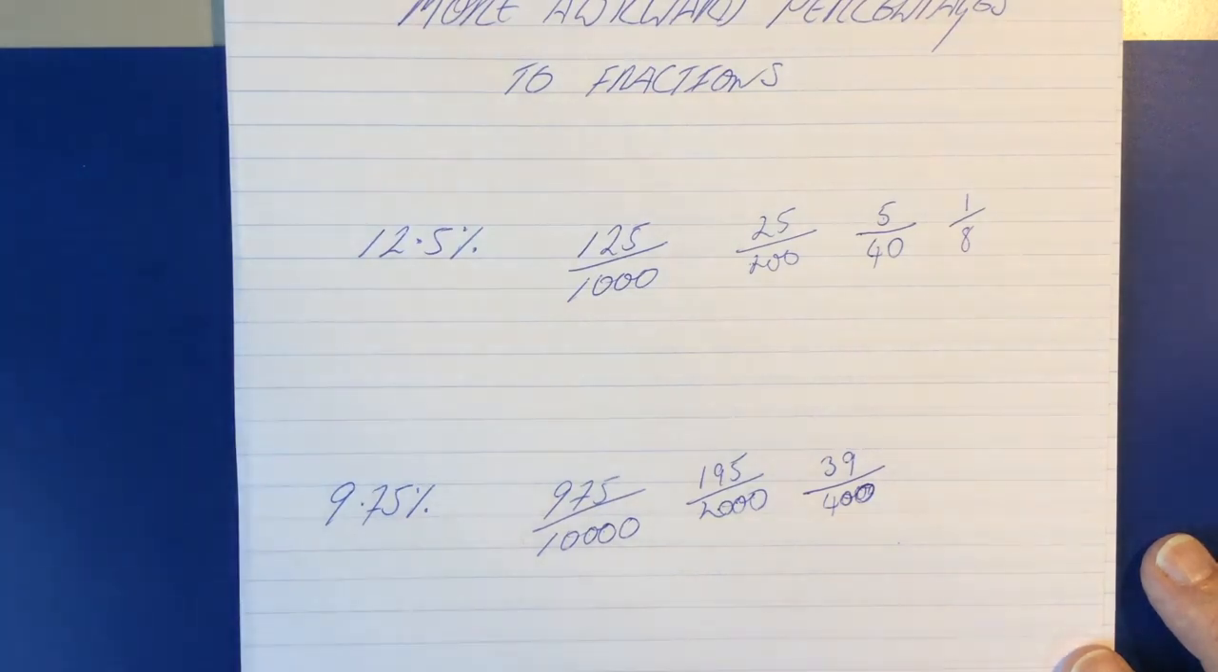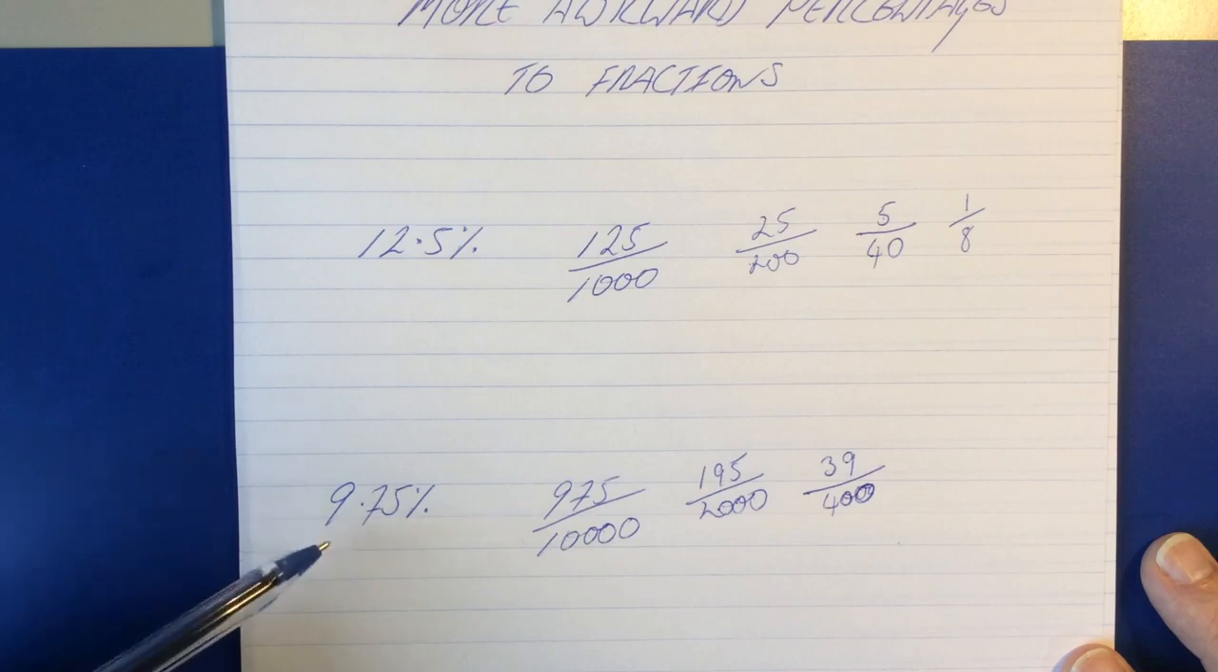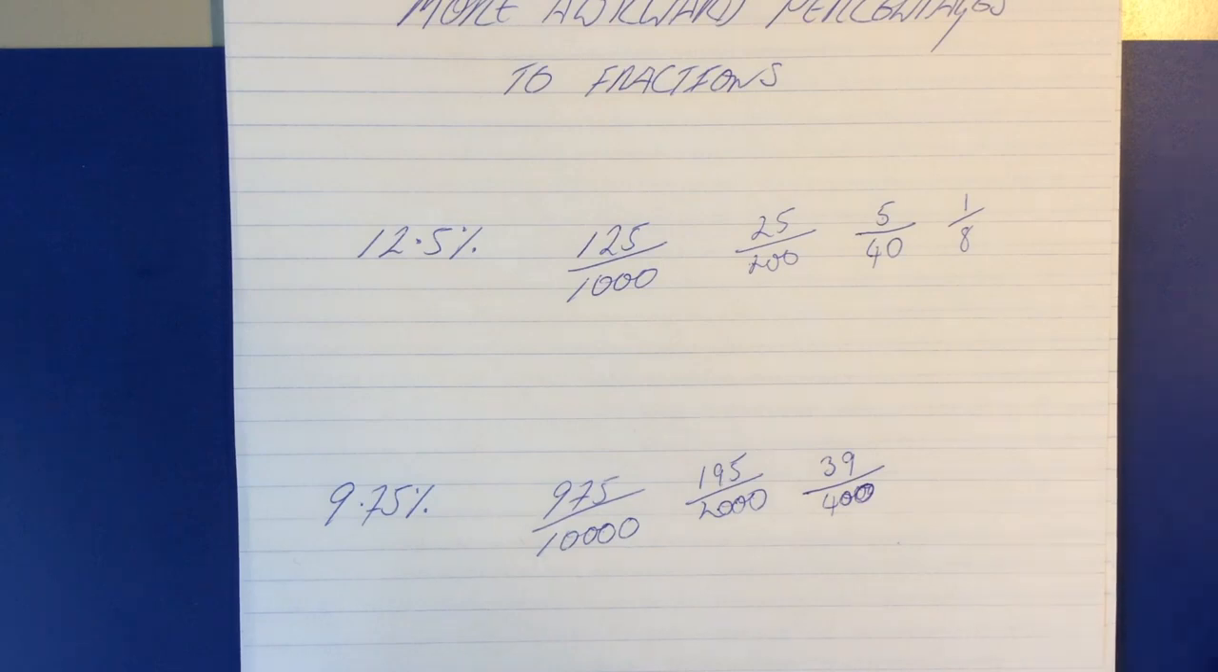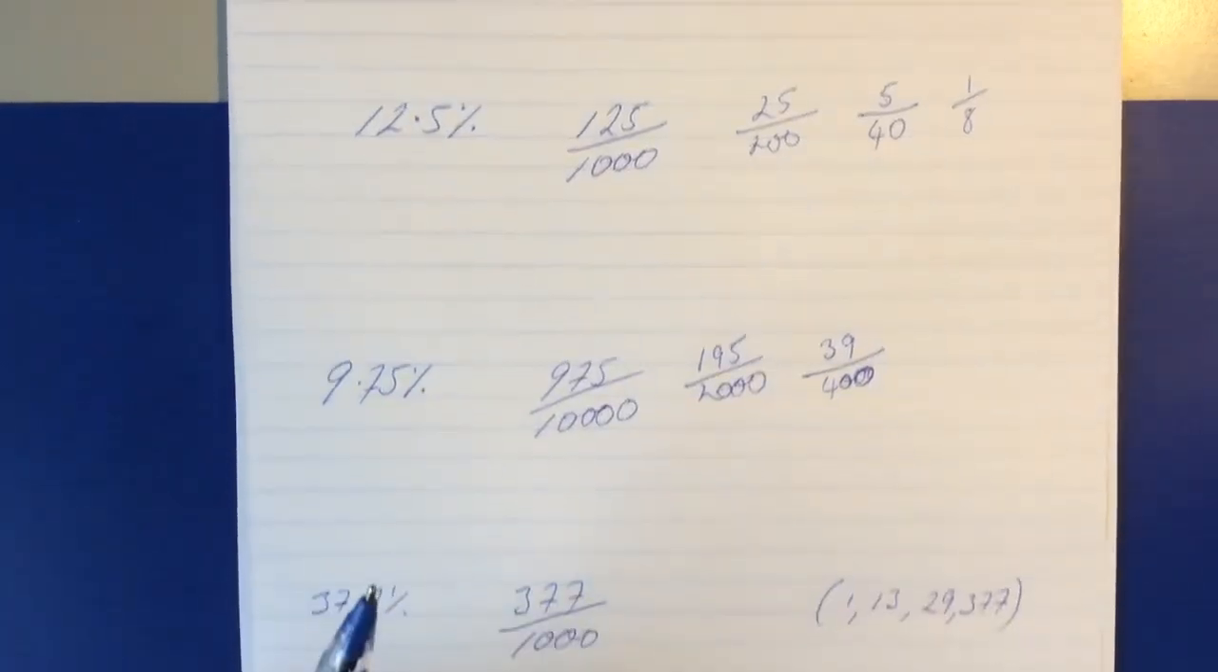And you can check that on a calculator. You can divide 39 by 400, and you should get 0.0975, which you can then multiply by 100, and you should get this. Okay, one more.